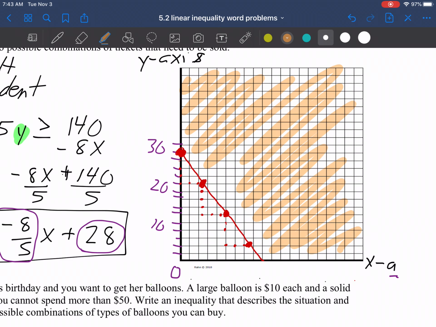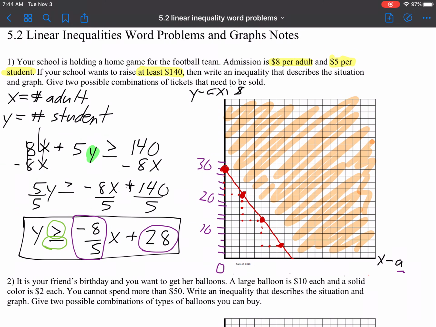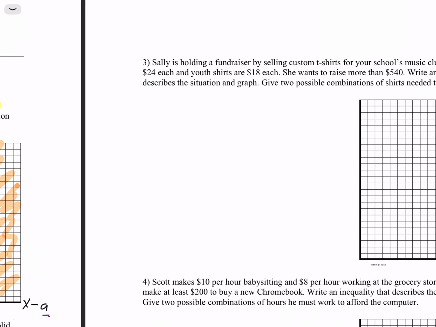Right? And so now what I need you guys to do is go answer the actual question, which says, once you're done graphing and representing the situation as an inequality, can you find 2 possible combinations of tickets that can be sold?